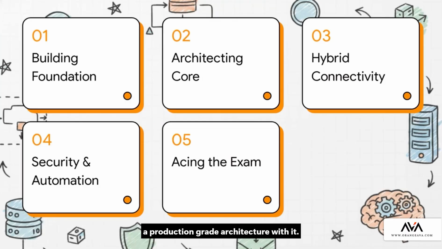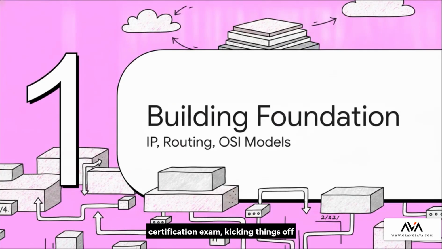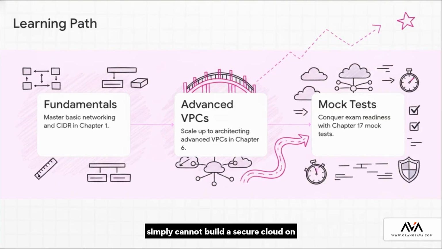To bridge that exact gap, we've designed a targeted syllabus for success. We're covering building your AWS foundation, architecting the core network, mastering hybrid connectivity, security and automation, and finally, acing the certification exam. Kicking things off with Section 1, Building Your AWS Foundation. This focuses on IP subnetting, routing, and OSI models. Because you simply cannot build a secure cloud on a weak foundation, right?